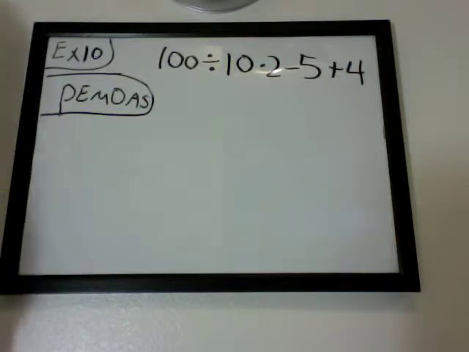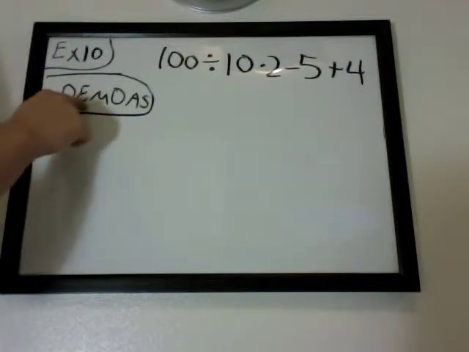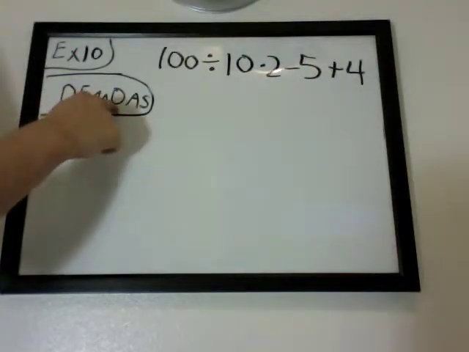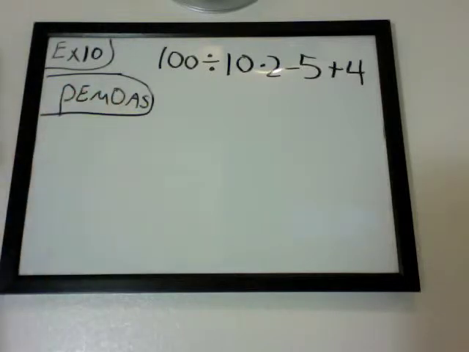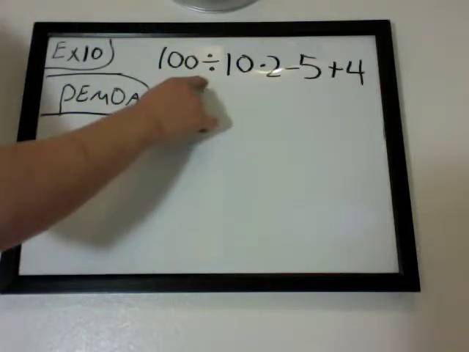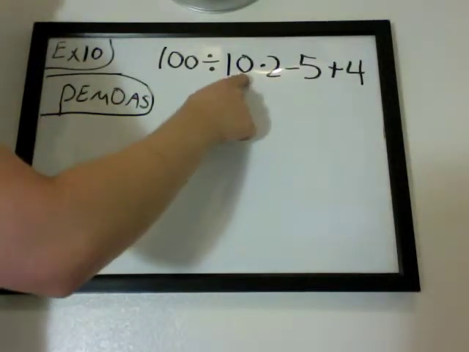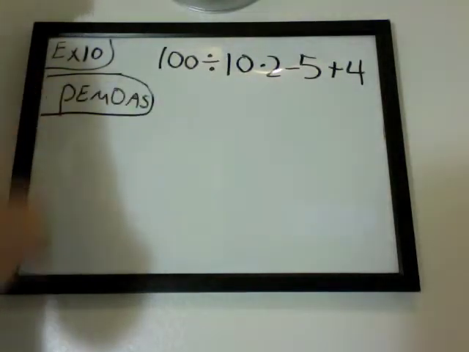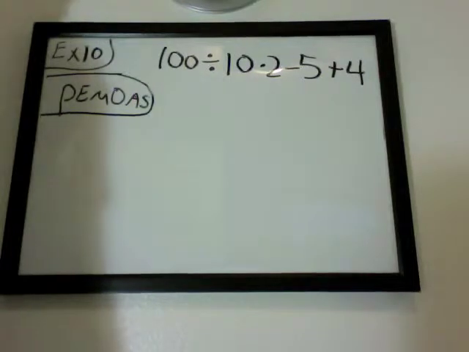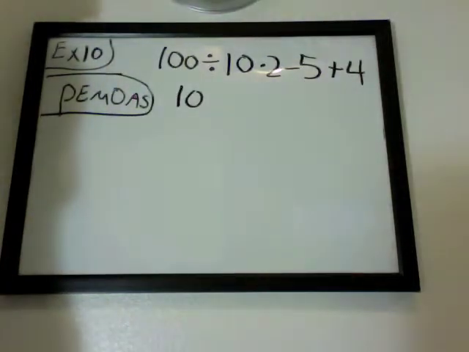Okay, this one's just straightforward. Let's just do the PEMDAS. There's no parentheses, there's no exponents. There's multiplication and division, so we just take those from left to right. The division comes first because it's on the left hand side. Don't do the multiplication, do the division first because it's from left to right when they're opposites. So 100 divided by 10, you have 10, and then bring everything else down.